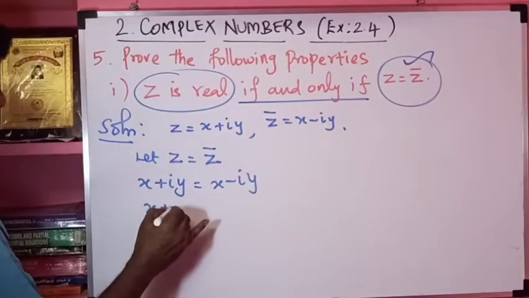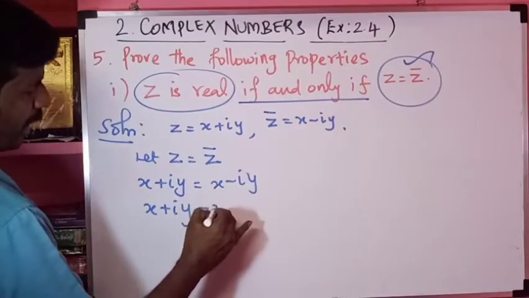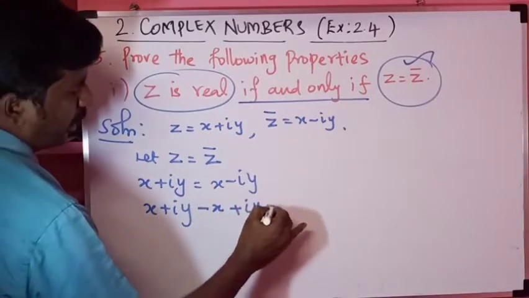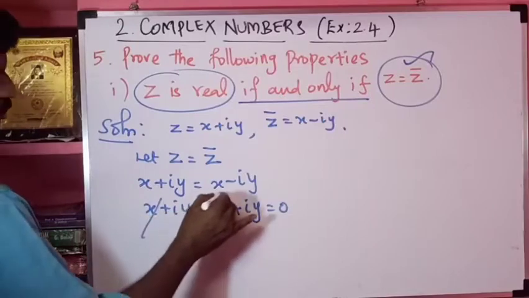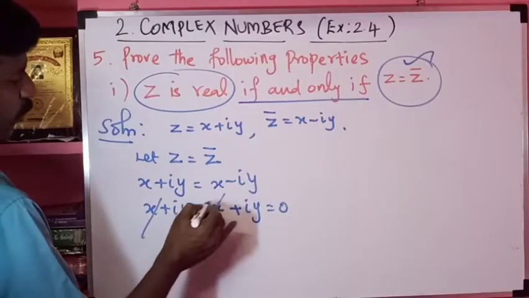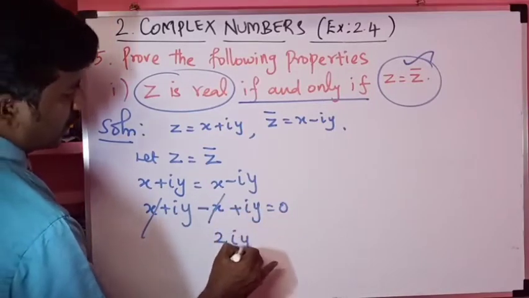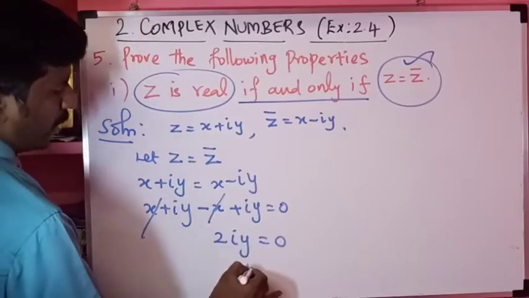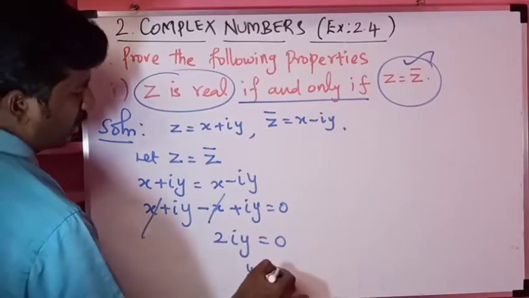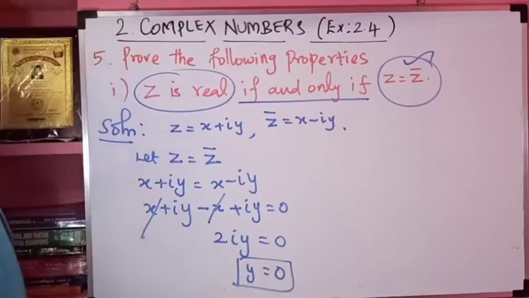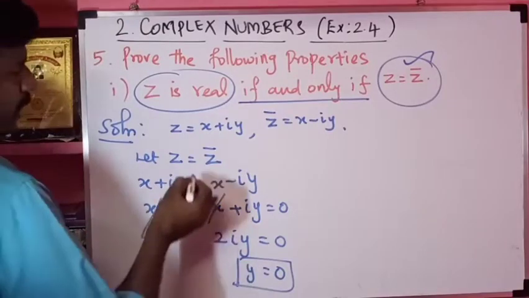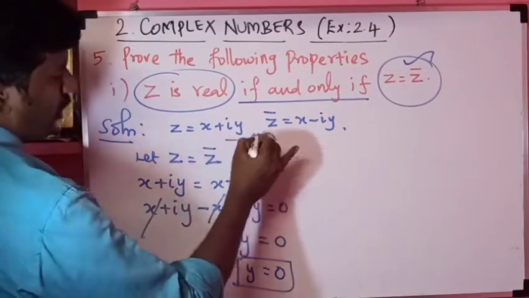So x plus iy இதெல்லாம் கொண்டு வாங்க, minus x plus iy equal to 0. Plus x minus x cancel. This is iy plus iy, which is the 2iy equal to 0. இப்போ y மட்டும் வச்சுக்கிட்டு மத்த எல்லாமே அந்த பக்கம் கொண்டு போனா the y is equal to 0. இப்போ அதை எடுத்து இதில் சப்ஸ்டிட் பண்றேன். இதை ஈக்குவேஷன் 1 ன்னு எடுத்துக்கங்க.